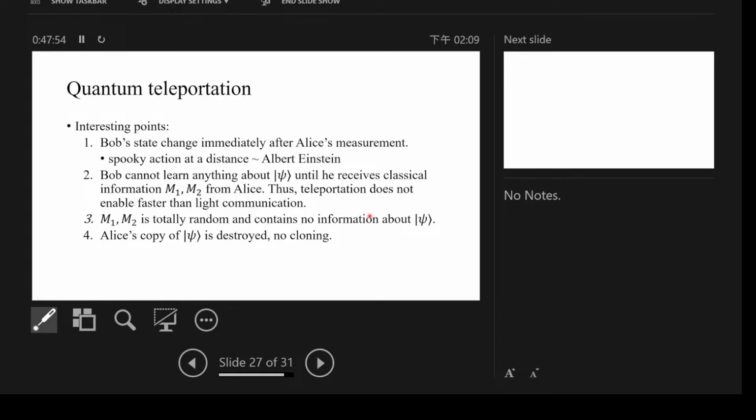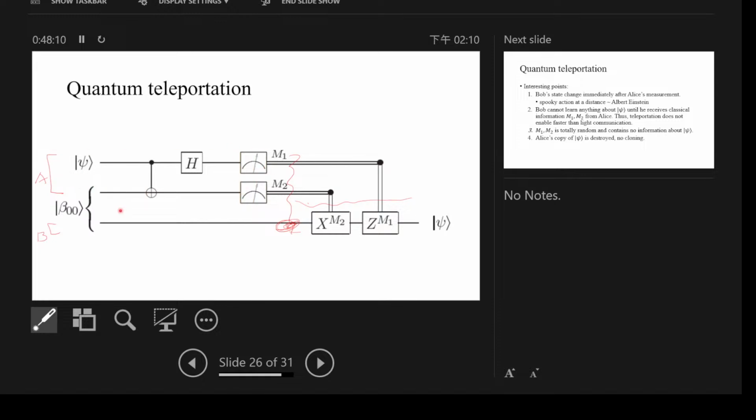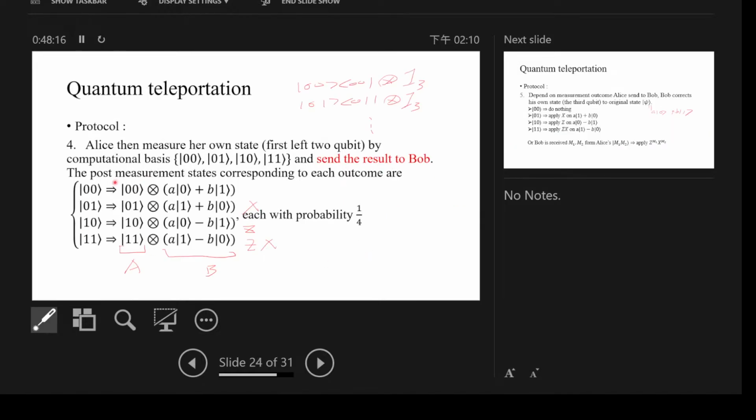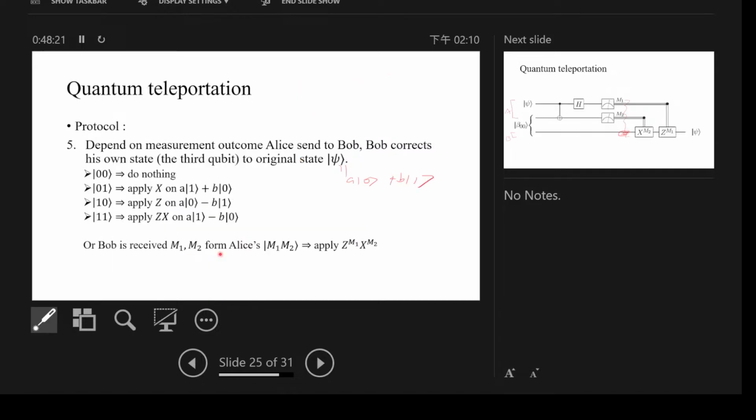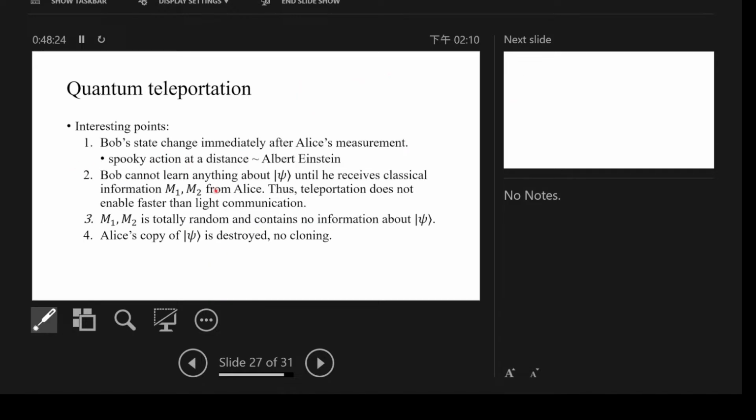The first interesting point is that by our formulation, Bob's state changes immediately after Alice's measurement. This is what Einstein didn't like about quantum mechanics, because why should Alice doing things on her side change Bob's state? After Alice does the measurement, Bob's state collapses to 1 of 4. This is spooky action at a distance, and Einstein doesn't really like this, but this is what quantum mechanics does.